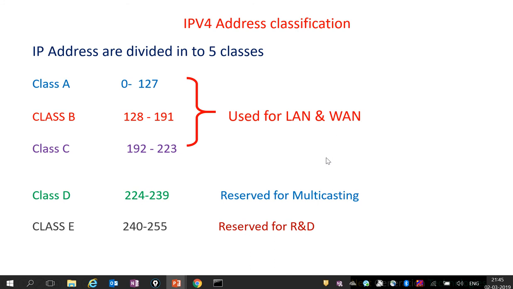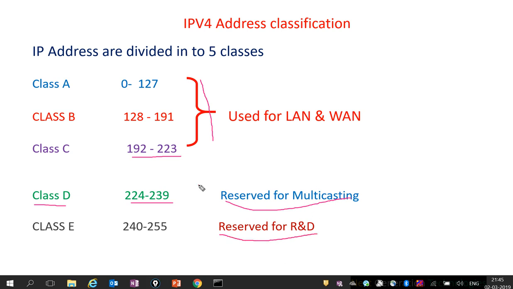So, IPv4 address classification. IP addresses are divided into 5 classes. Class A ranges from 0 to 127. Class B ranges from 128 to 191. Class C ranges from 192 to 223. All these 3 classes are used for LAN and WAN networks. There are also another 2 classes, Class D, which ranges from 224 to 239, and Class E from 240 to 255. Class D is reserved for multicasting purposes, and Class E is reserved for R&D purposes.